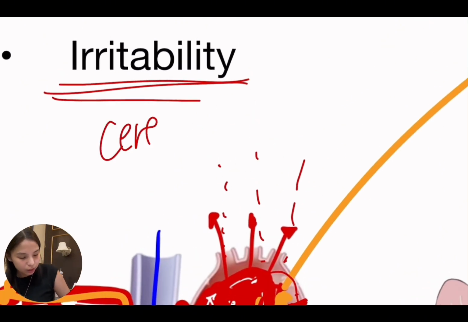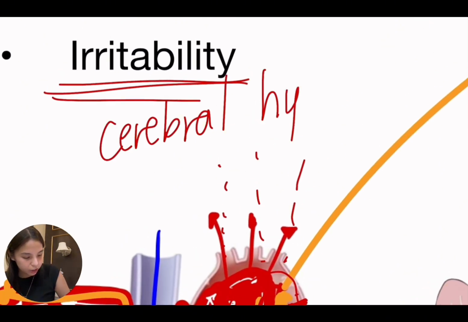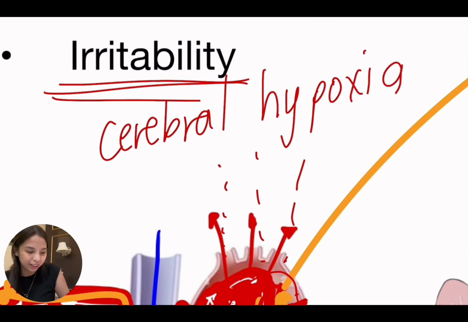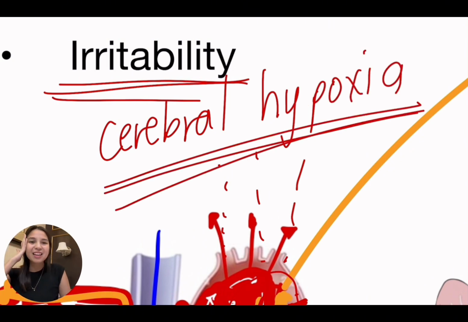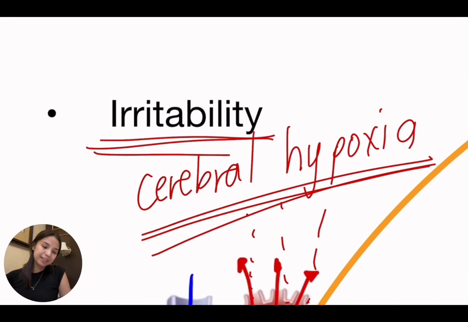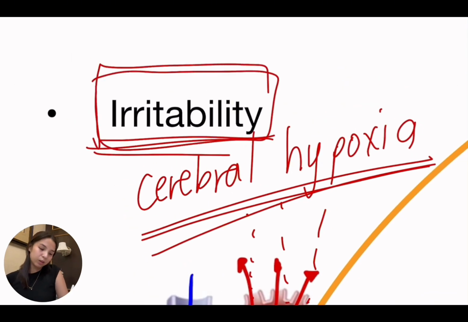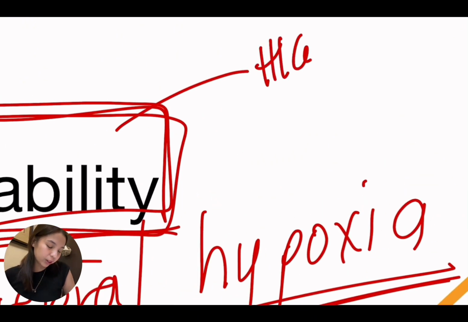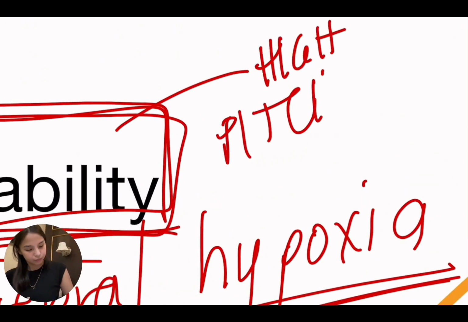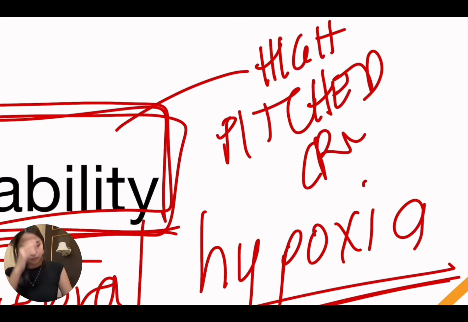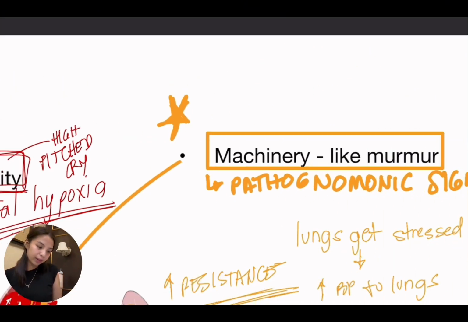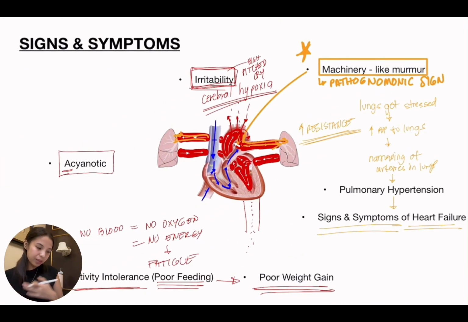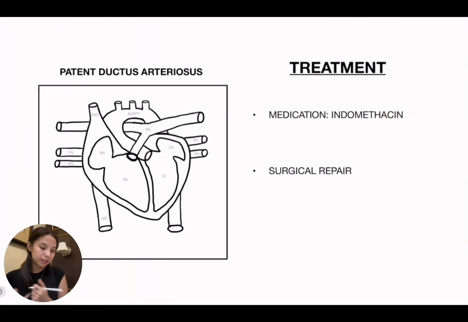That leads to cerebral hypoxia. A pediatric patient can't tell you, my head is painful. Instead, they show irritability, meaning there is a high-pitched cry. You understand that so far? So these are the different signs and symptoms. Take a screenshot, write this down. I would like you guys to memorize this.